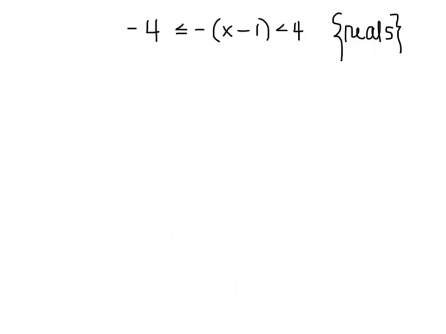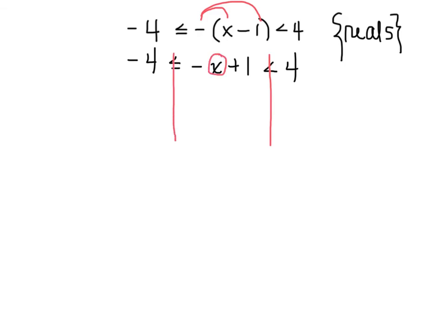Okay, another review, a compound inequality. So the first thing I'm going to do is I'm solving for x, so I'm going to distribute the middle. And I'm going to get -4 less than or equal to -x plus 1 less than 4. And how I kind of remember this is I have two inequalities, so everything I do to the x I need to do twice on both sides. So I'm going to subtract 1 here on the right and on the left. You get -5 less than or equal to -x less than 3.